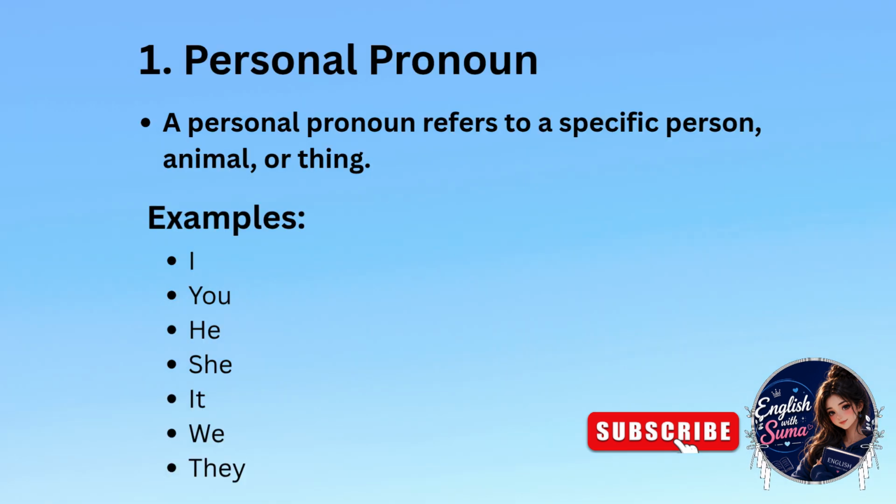A personal pronoun refers to a specific person, animal, or thing. These pronouns replace nouns in a sentence. The most common personal pronouns are I, you, he, she, it, we, and they. For example, in the sentence, "She is my best friend," the word "she" is a personal pronoun.